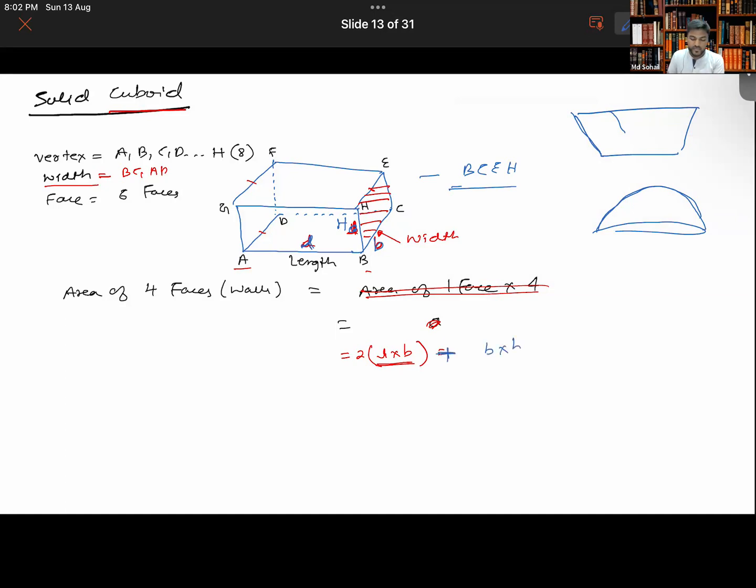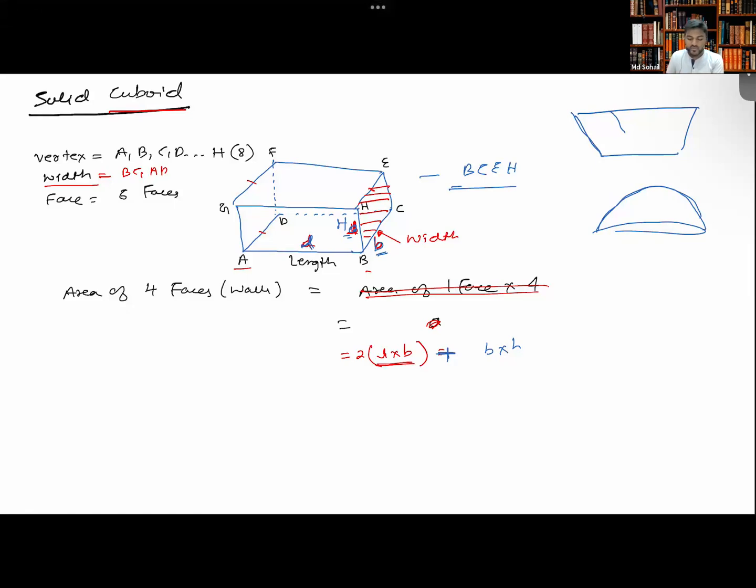Breadth into height, no? This height will serve as the length here, base breadth into length height. So it's going to be breadth and height. How many such faces are there? One at the front side and one at the back. Not 4, only 2. Yes, 2.